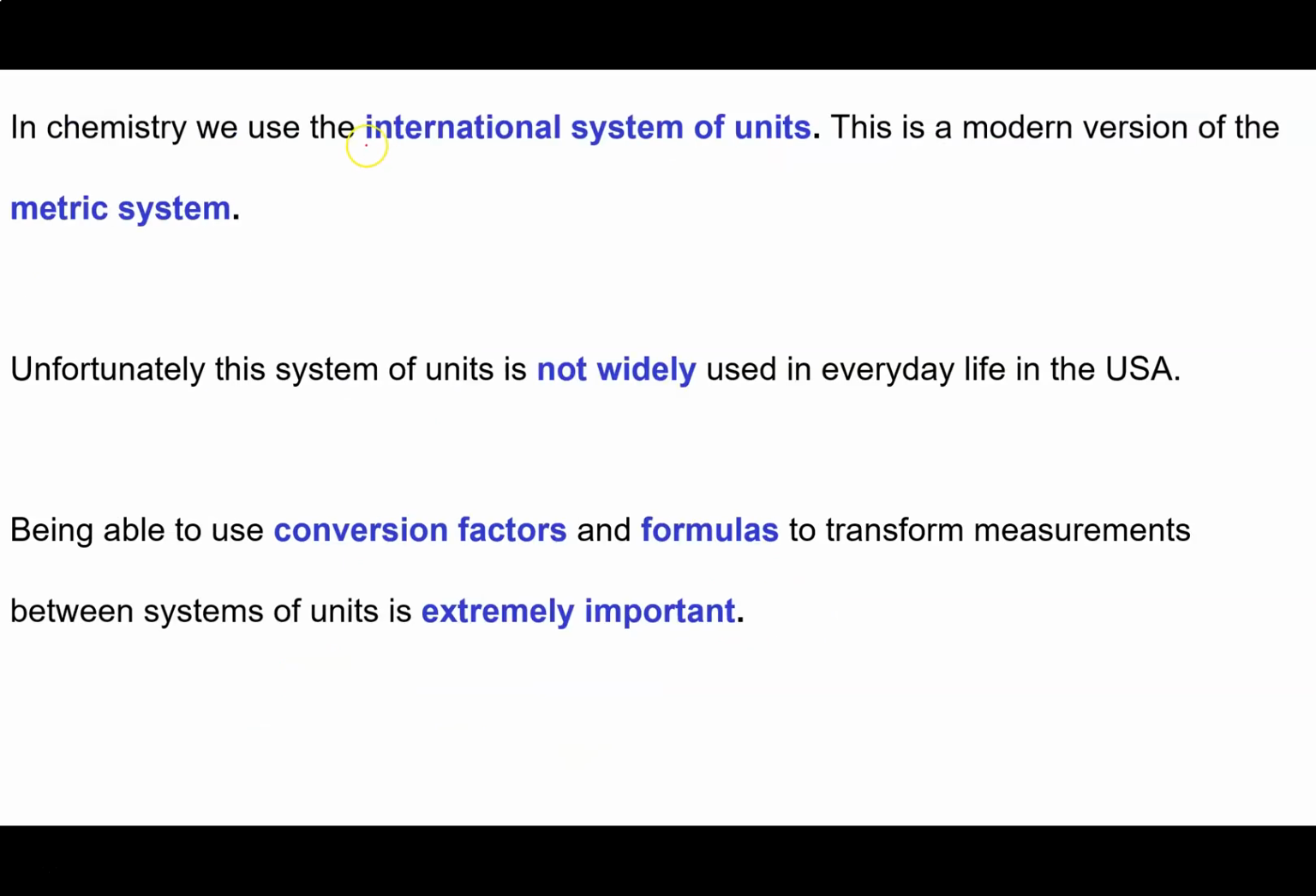Now, in chemistry, we use the International System of Units, which is the modern version of the metric system. This was developed in France, and in French, this is referred to as Système International. So you'll often hear people talking about SI units because they are using the French abbreviation. Now, we don't use this in the US in our daily lives widely, but it is the system of units that are used by professional scientists and engineers. So you'll get used to using it.